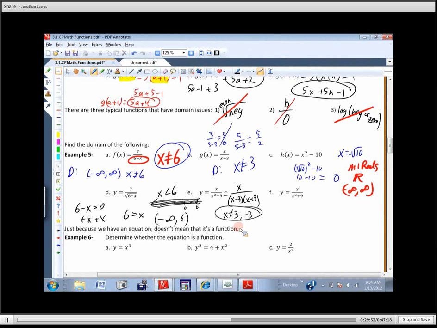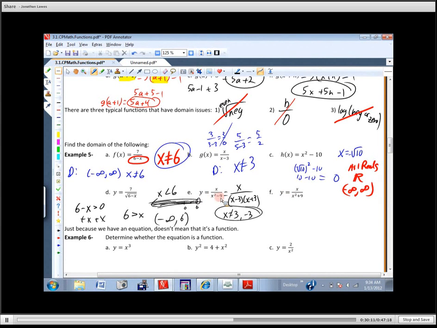Very similar setup. E and F are very similar. The operation that gives us an issue is division. Can't divide by 0. We found some numbers that would produce a 0 in the denominator. Okay? What's the domain here? Anybody want to volunteer a guess?